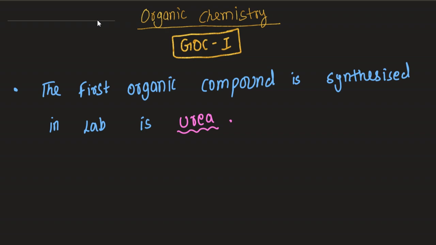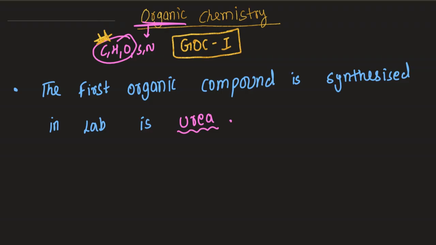Before going to that, let me first explain what is the meaning of organic. Organic is a special category in chemistry which deals with carbon, hydrogen, oxygen and some other elements such as sulfur, nitrogen. So mostly it deals with compounds which are made up of carbon, hydrogen, oxygen. Those compounds are categorized under organic chemistry. But out of all, who is the main head of organic chemistry? Carbon is the main head of organic chemistry. So indirectly I can say that the first organic compound synthesized in our lab is urea.